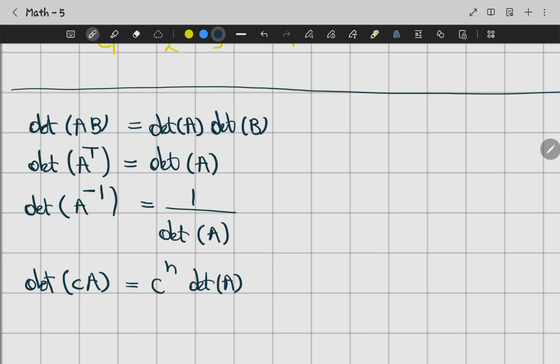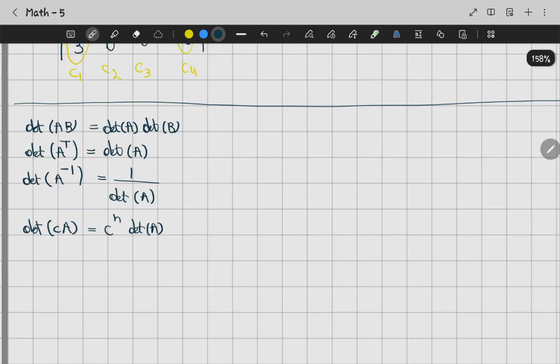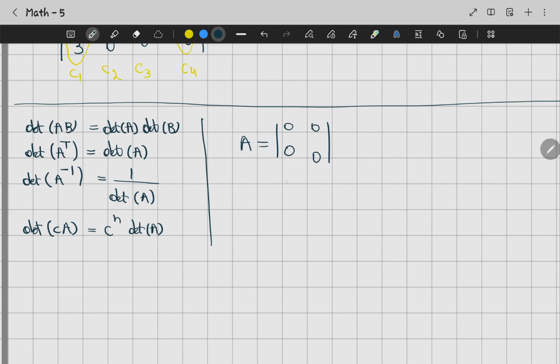Okay, let's say for example this is our matrix. We have a zero matrix. And then you are asked to find the determinant of this matrix. The determinant of this matrix will be equal to 0. That's what you should remember: for all zero matrices, the determinant will give you 0.